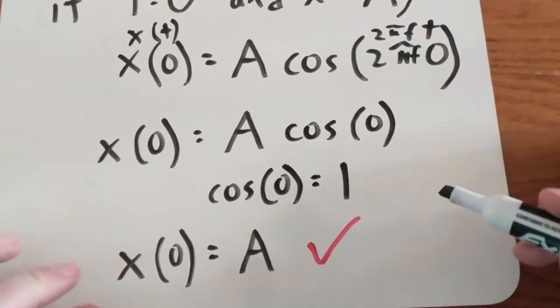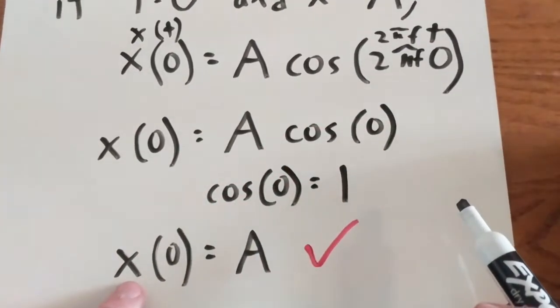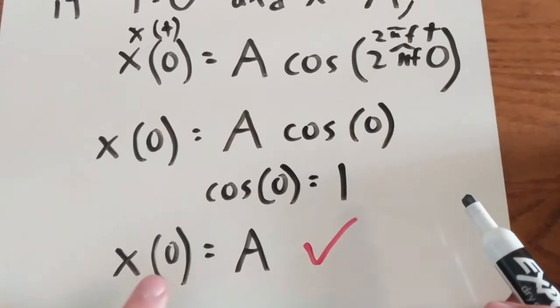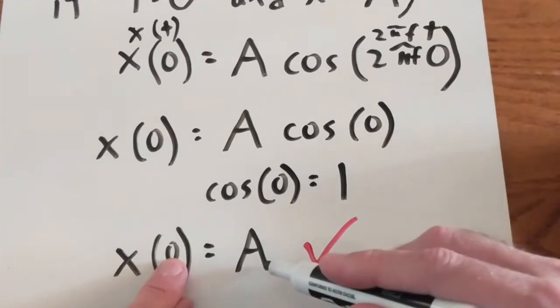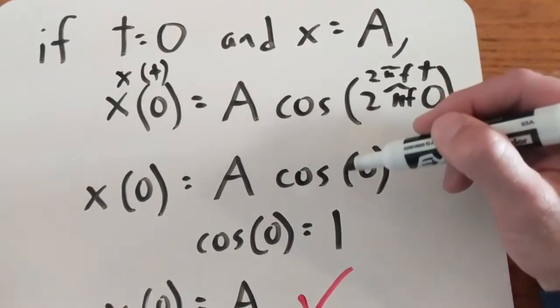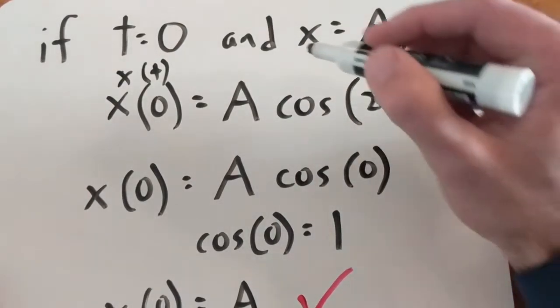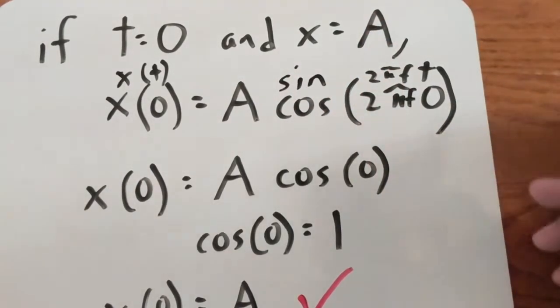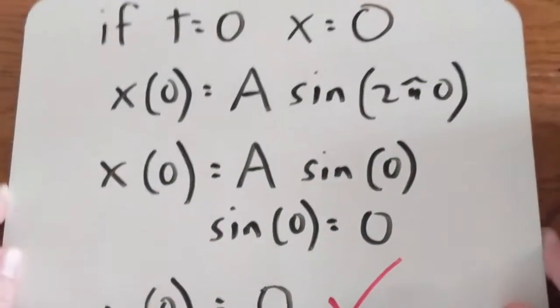And what that's telling me is, remember, x is its position, all right? Where is x when time equals 0? It's at A. And that was our initial condition. So this is the equation that proves that, all right? If I were to use sine there, well, let's look at this other one here. We can come back to this, all right?